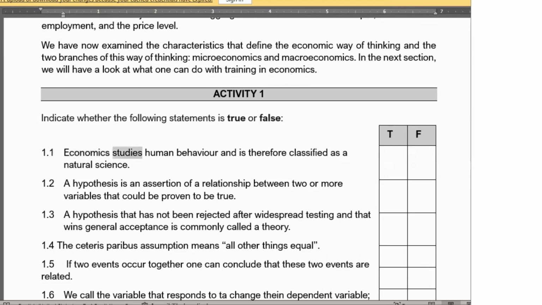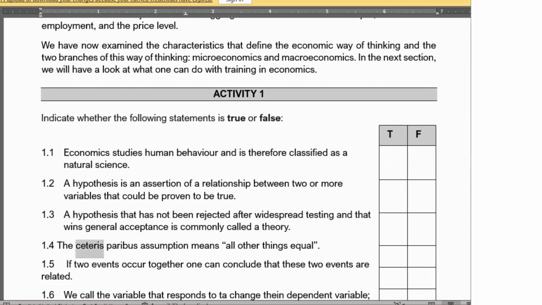1.1 Economics studies human behavior and is therefore classified as a natural science. 1.2 A hypothesis is an assertion of a relationship between two or more variables that could be proven to be true. 1.3 A hypothesis that has not been rejected after widespread testing and that wins general acceptance is commonly called a theory.